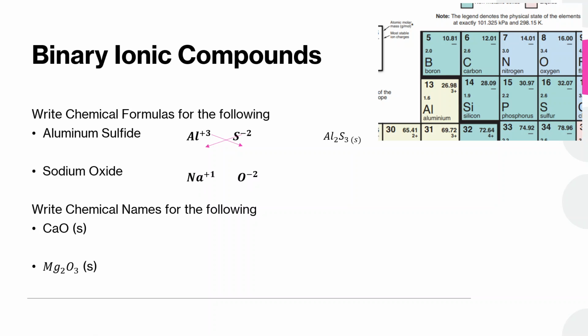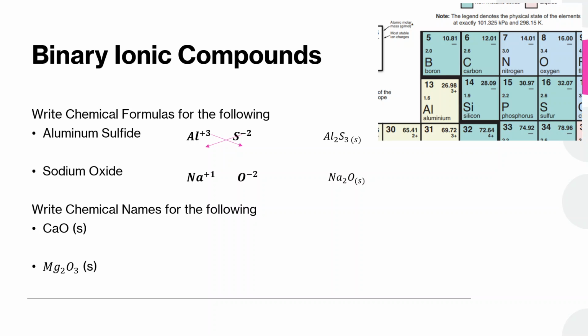So that's why we have a ratio of 2 aluminum to 3 sulfide. Sodium oxide, we're going to do the same idea here. Sodium has a +1 charge. Oxygen has a -2 charge. If I want to balance out those charges, what I would need is 2 sodium, because if I have 2 sodium, that's going to be +1 and +1, which will give me a +2. And if I go +2 and -2 and add those together, that's going to cancel out. So the formula for sodium oxide would be Na2O.